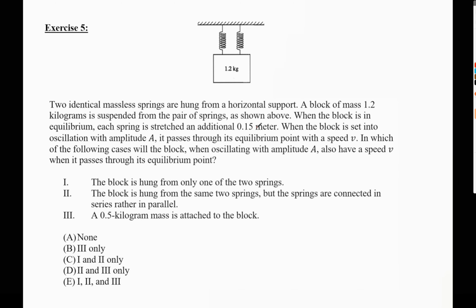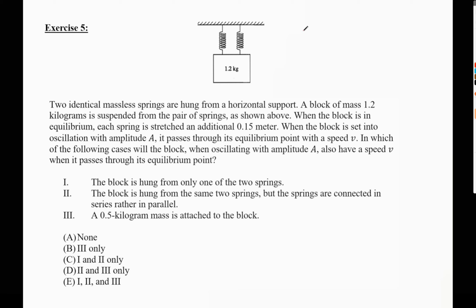Now exercise 5. Two identical massless springs are hung from a horizontal support. A block of mass 1.2 kilograms is suspended from the pair of springs as shown above. When the block is in equilibrium, each spring is stretched an additional 0.15 meter. When the block is set into oscillation with amplitude A, it passes through the equilibrium point with a speed v.